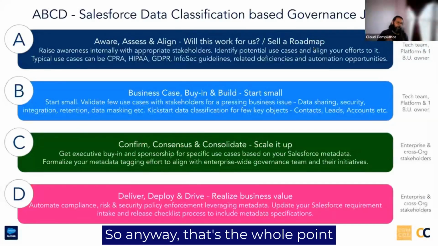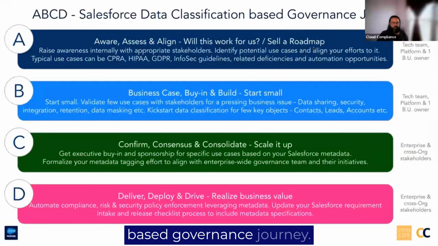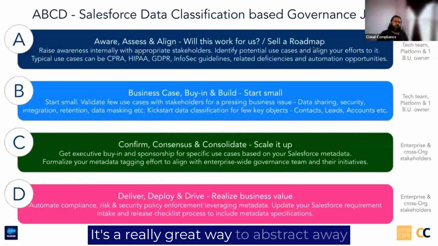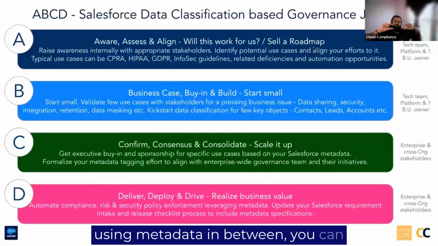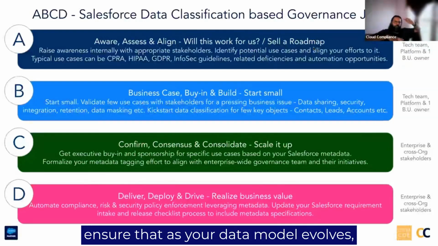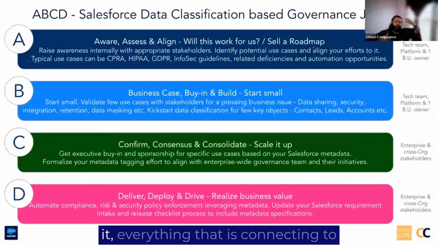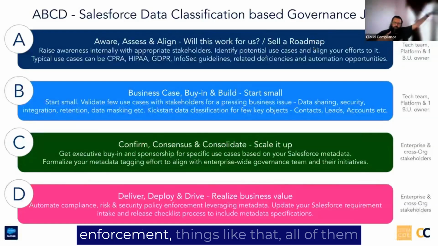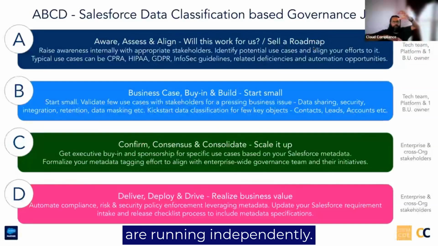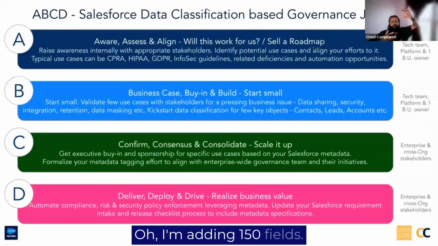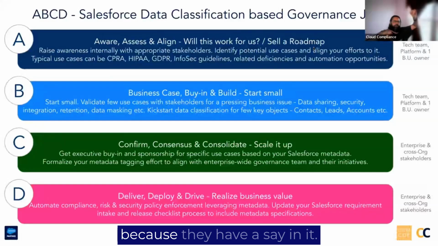So anyway, that's the whole point of doing a data classification based governance journey. It's a really great way to abstract away your data model based journey, and using metadata in between, you can ensure that as your data model evolves, as long as classification is applied to it, everything that is connecting to it, be it integration, security, policy enforcement, things like that, all of them can leverage that metadata and use that. And that way, these two things are running independently. They're not blocked by, oh, I'm adding 150 fields, these guys need to know because they have a say in it.